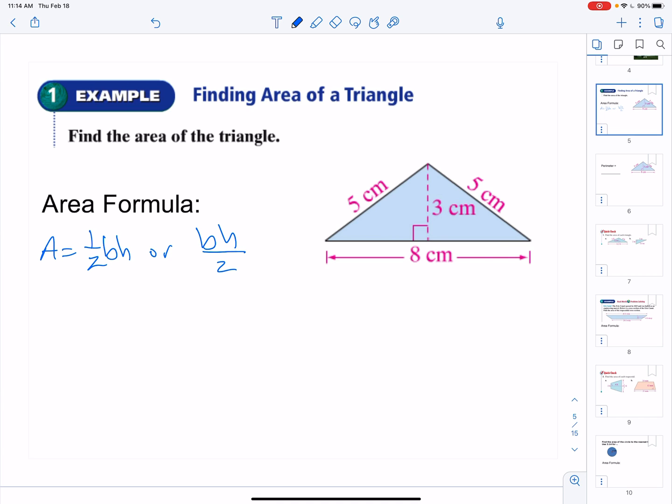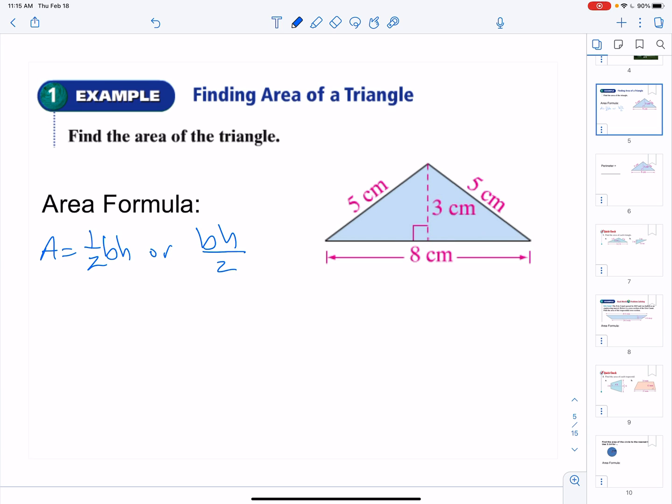Now what we have to understand is what is a base and what is a height. Okay, the way you can determine a base and a height is a right angle is always drawn to or from it. Okay, so in this particular shape, the 8 is considered our base and the 3 is considered our height because a base and a height will always be touched by a right angle.